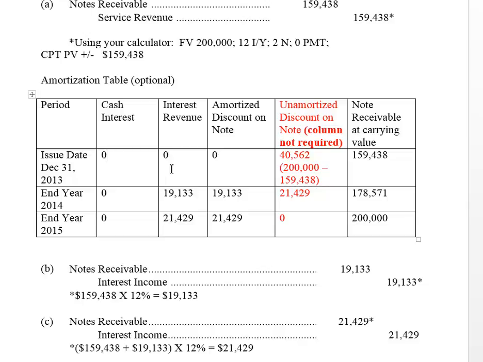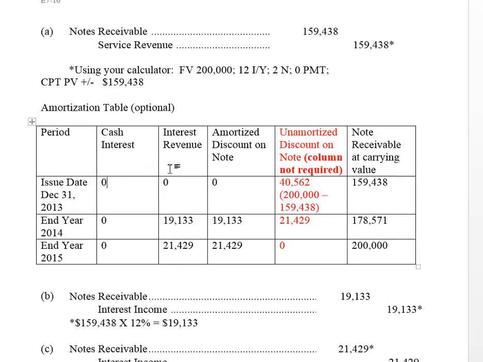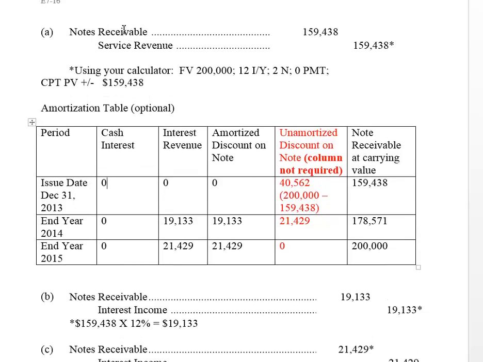And then there's been no amortization of the note. We're just setting up the note at the end of 2013. You can see we did that here at the top. And I've set up this unamortized column. You'll notice in your textbook they don't do that as a matter of course because it's not really germane to the question. We don't really need it. And then we've got our note receivable at its carrying value.